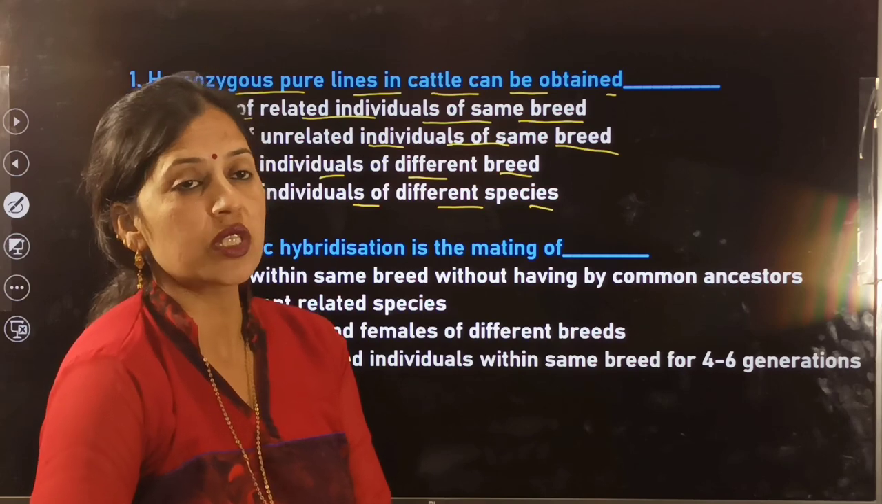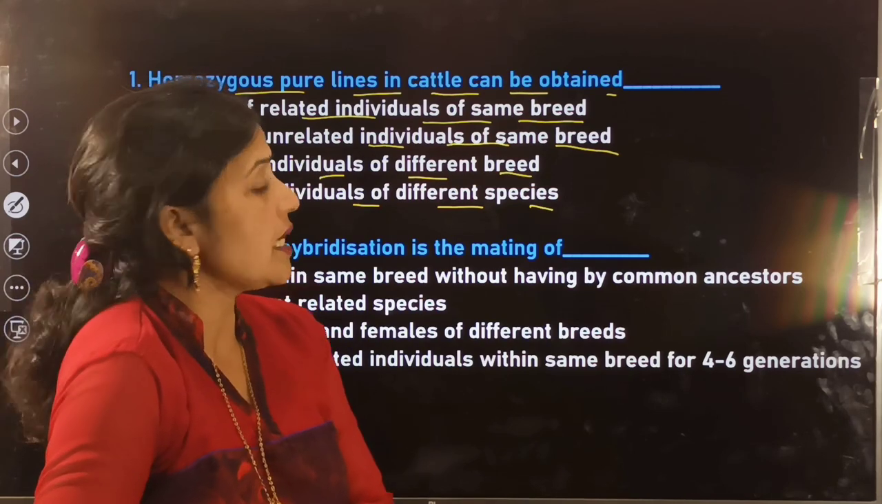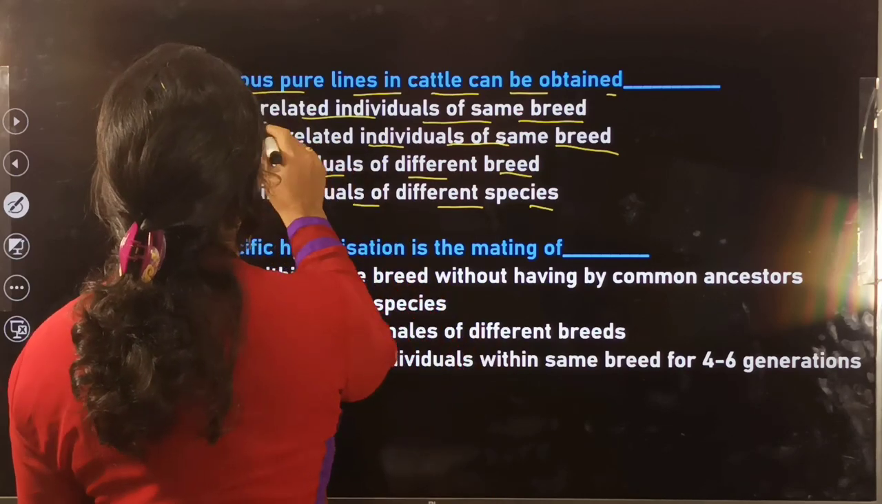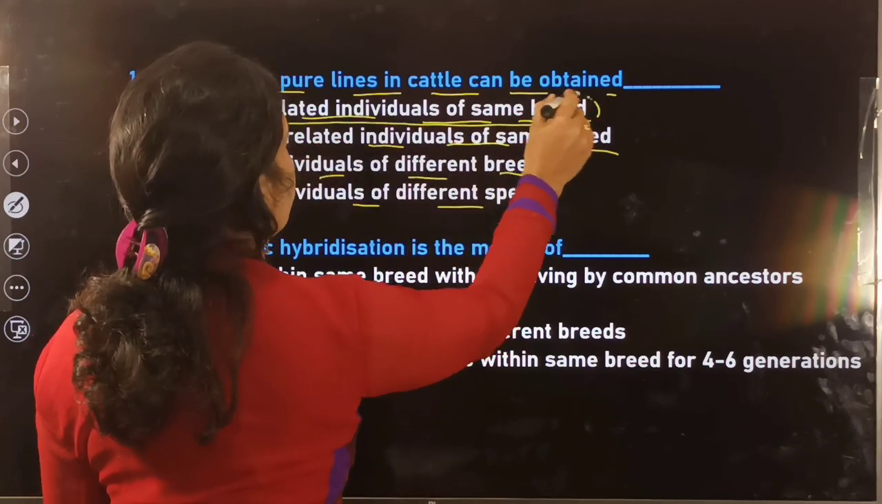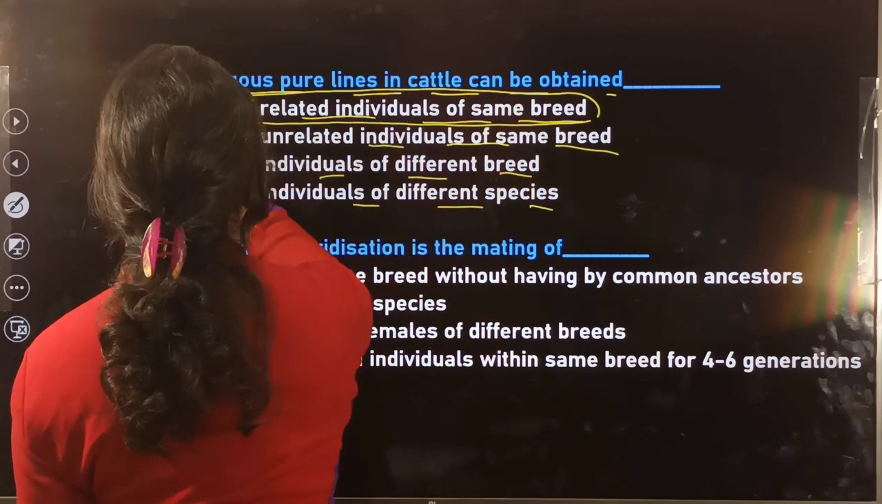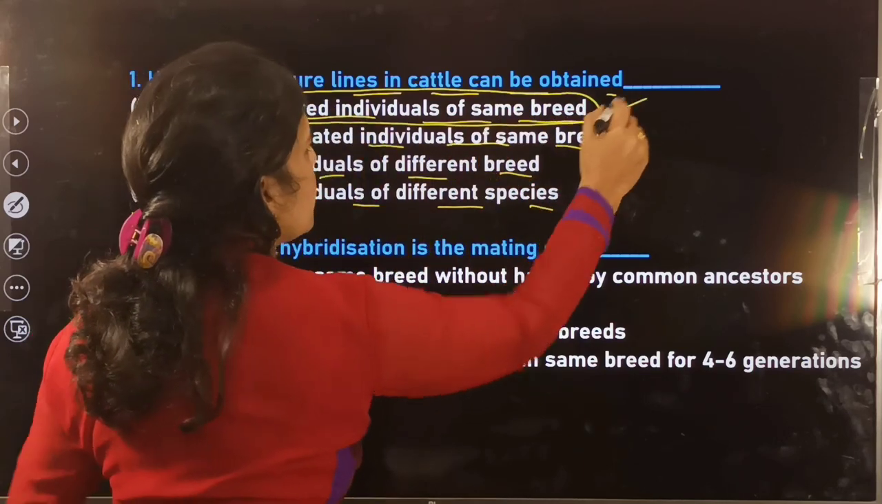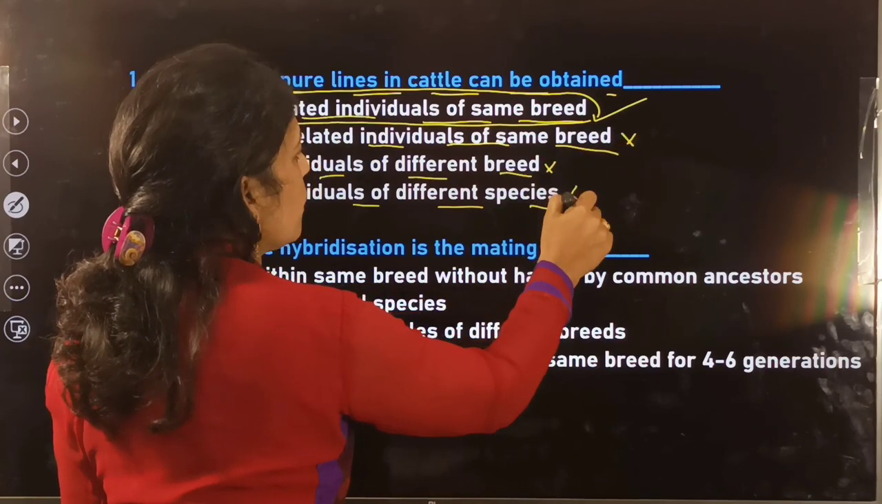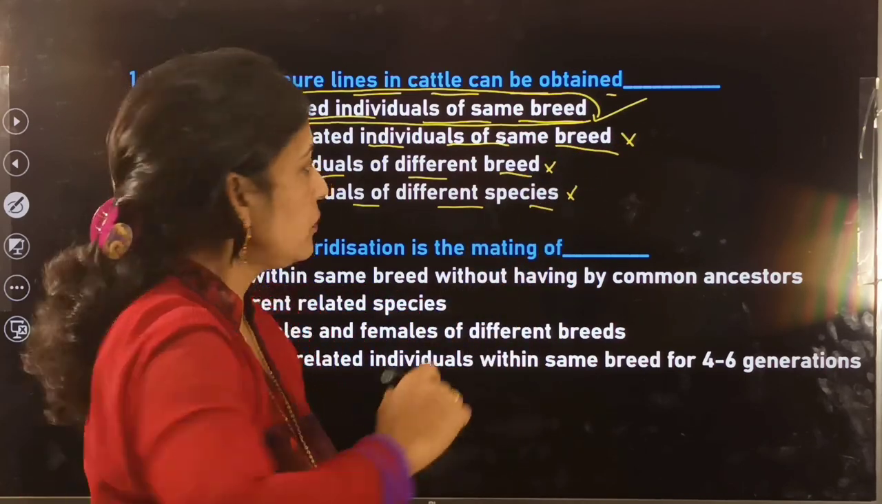So here, homozygous pure lines in cattle can be obtained by mating of related individuals of the same breed. So option A is the right answer for question number 1. The rest are the wrong options.